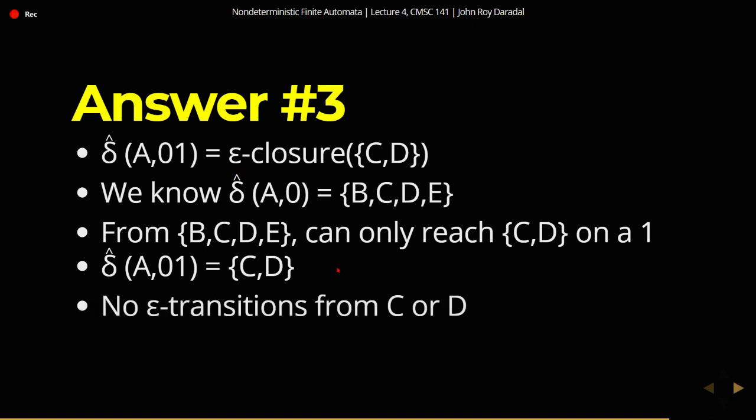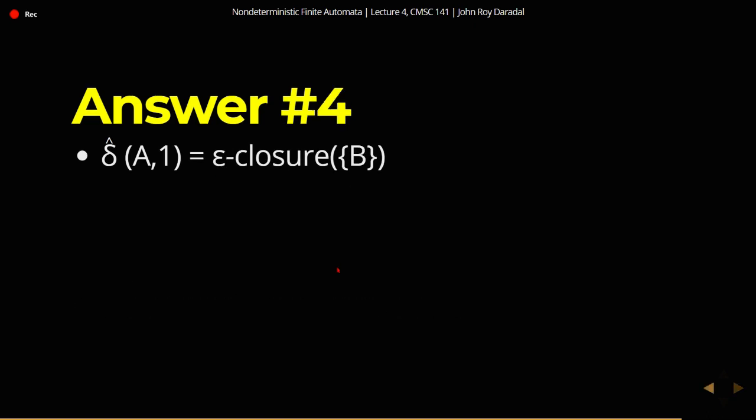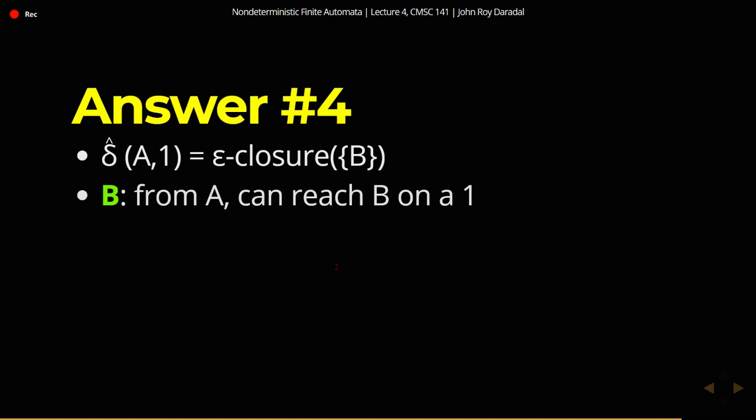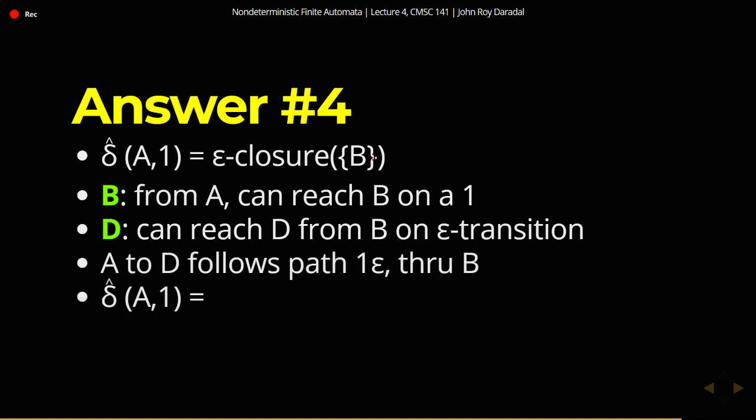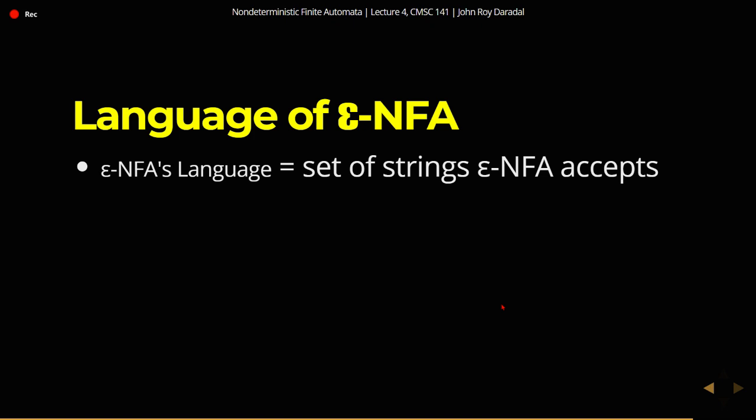Okay, and then in the final one, A on 1 is just the epsilon closure of B, because you can only get to B from A on a 1. And then you can also reach D from B on an epsilon transition, so you take the epsilon closure of B, which should be B and D. Okay, so A to D follows the path 1, epsilon through B. Okay, so those were the examples that I explained earlier.